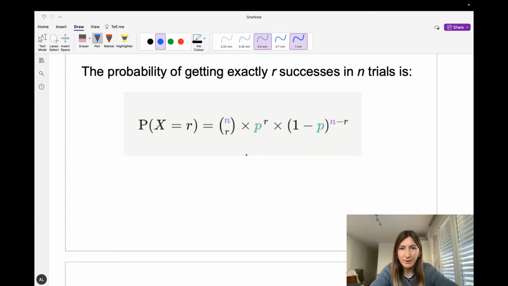Does it look familiar, by the way? Do you recognize any other formula that looks very similar to this? So this is very similar to the binomial theorem. So that can also help you, but just keep in mind that these would be the other way around.